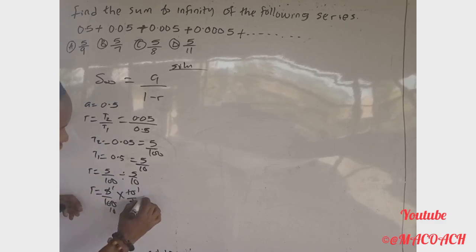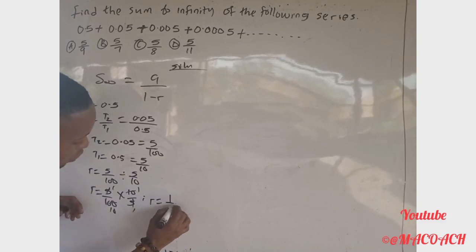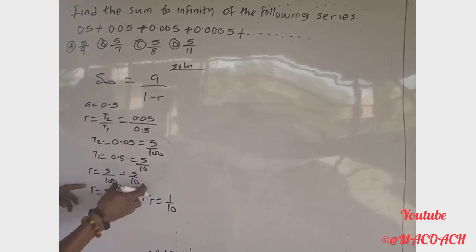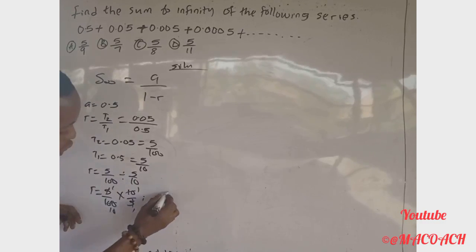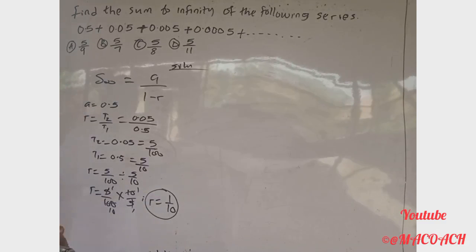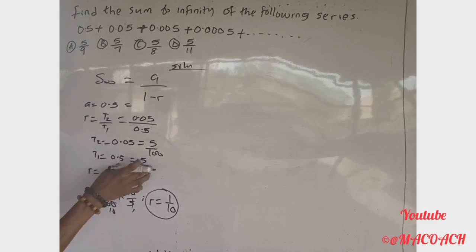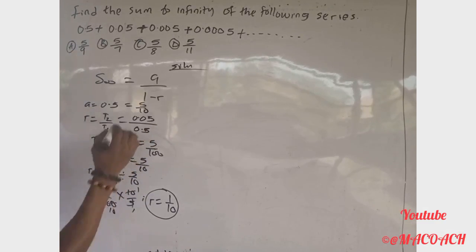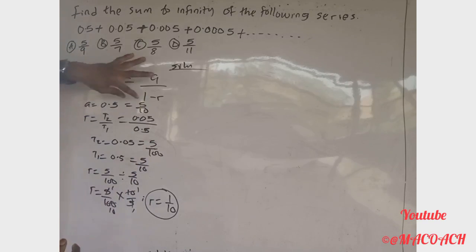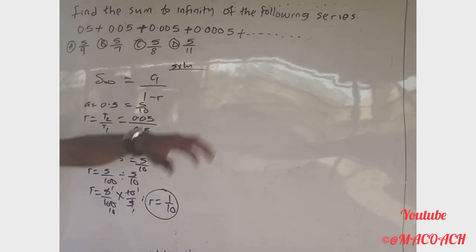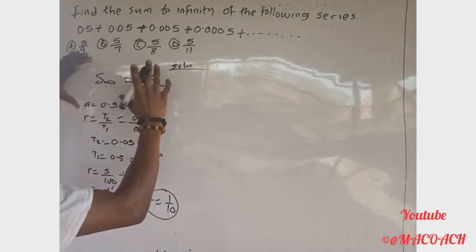And now therefore our ratio is equal to 1 over 10. 1 times 1 gives 1, 10 times 1 is 10. That's our ratio r is equal to 1 over 10. Where our first term, our a, is equal to 0.5. But in fraction, according to what we get here, we have 5 over 10. And our a is equal to 5 over 10, because our option here is a fraction.